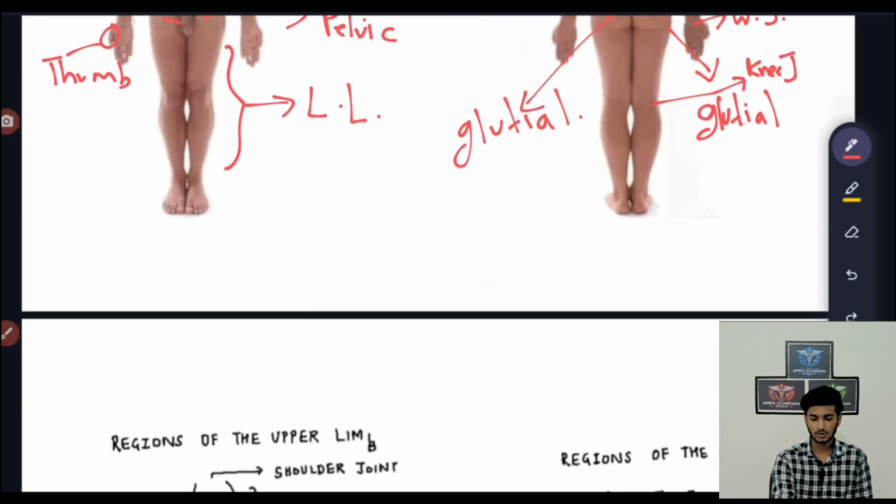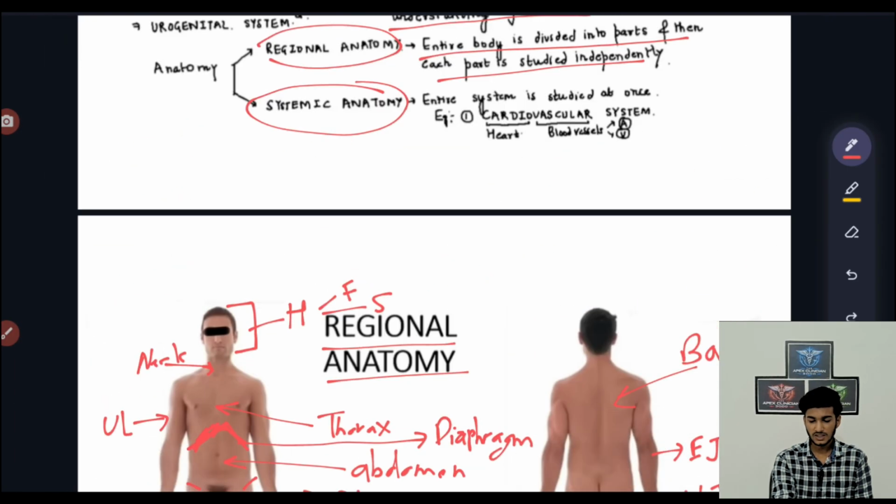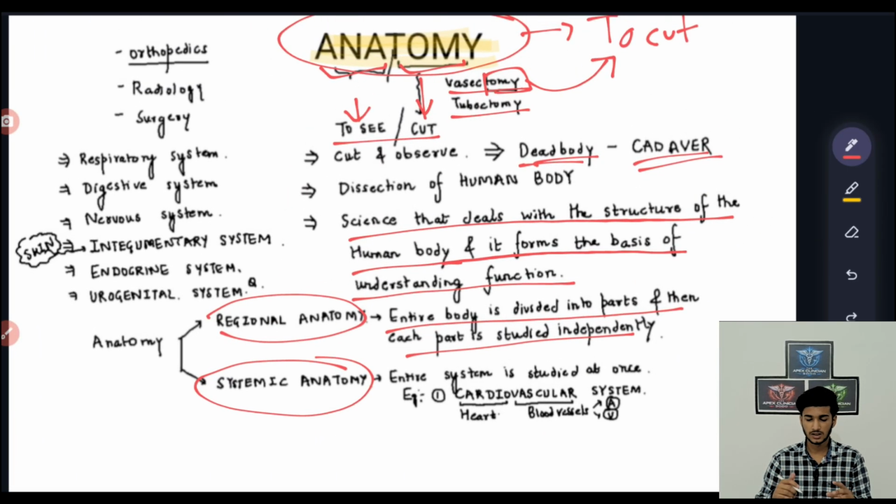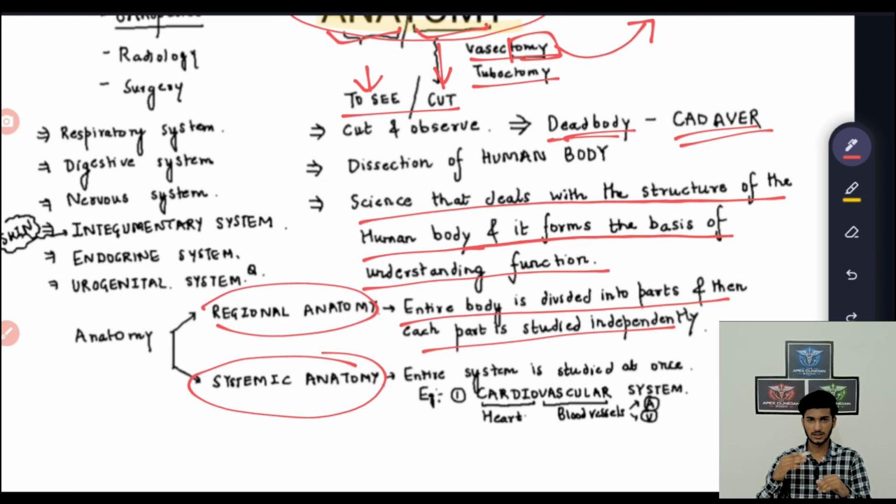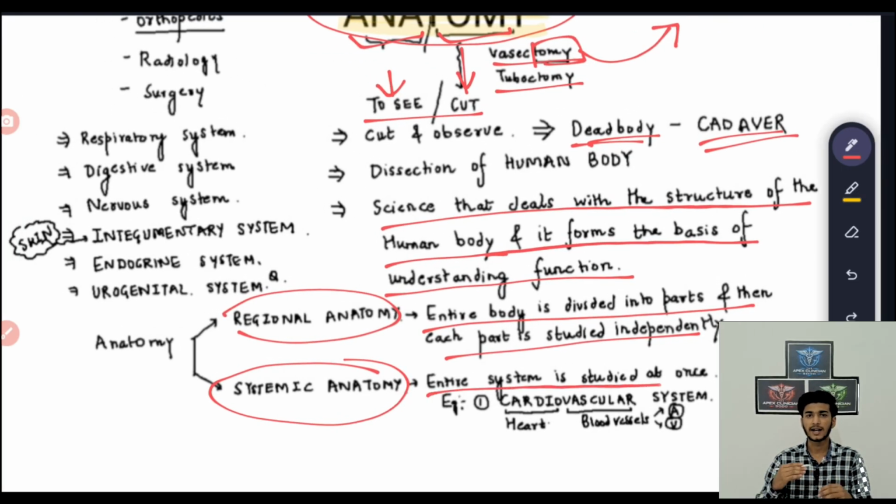Then we are moving on to the systemic anatomy. In systemic anatomy, the entire system will be studied. For example, the cardiovascular system. Here, cardio means heart, and vascular means the blood vessels. Not only the heart, we'll be studying the blood vessels along with it as well. So it will work together as a whole system. That is what we'll be studying in this systemic anatomy.